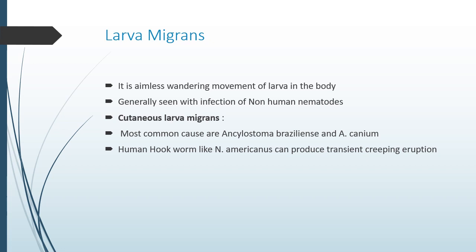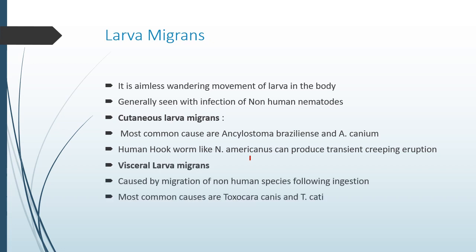There are two types. One is cutaneous, which moves in the skin. When the route of entry is skin penetration, mostly non-human hookworms like Ancylostoma braziliense and caninum are the main cause. The human hookworm would produce creeping eruption or ground itch, but it would be transient, because after that they would enter the bloodstream and develop their further life cycle.